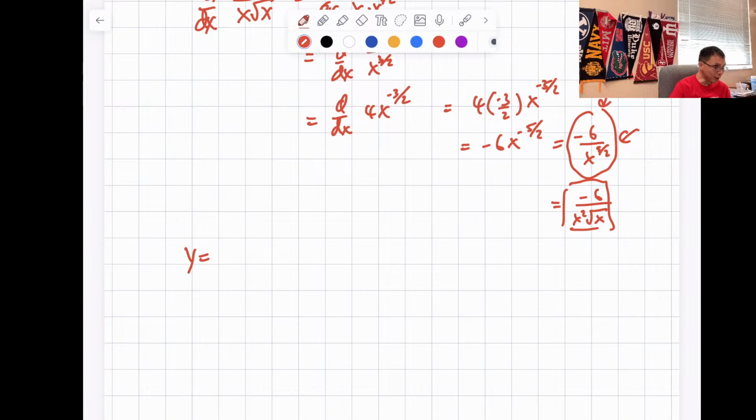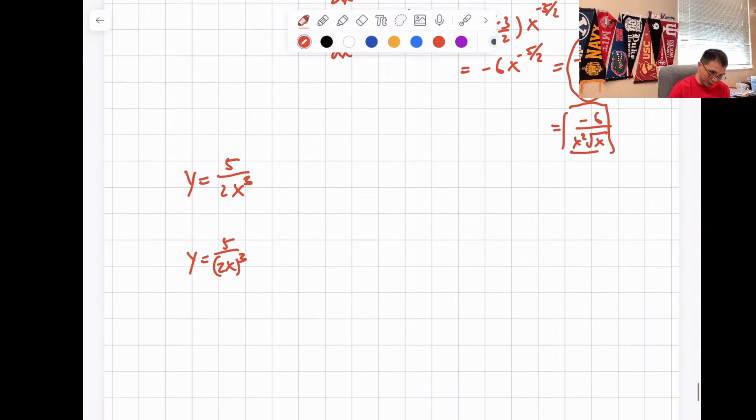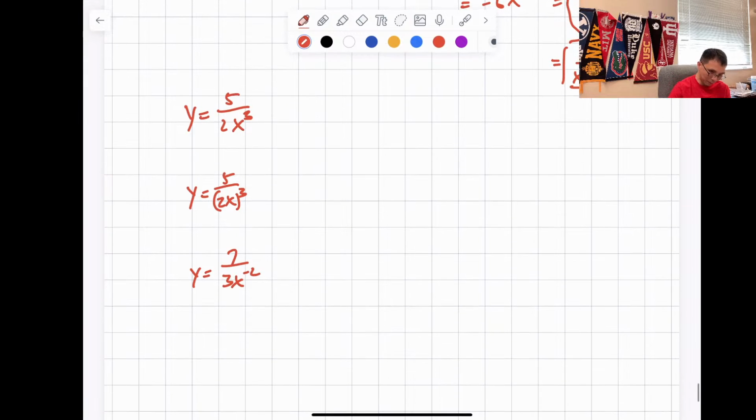The first question is I want you to take a derivative of 5 over 2x to the third. The second one I want you to do is 5 over (2x) to the third. They look really much the same. Then y equal to 7 over 3x to the negative 2. Lastly, y equal to 7 over (3x) to the negative 2. I want you to take a derivative of all these functions, but I will rewrite each function before I take a derivative. That's just me.